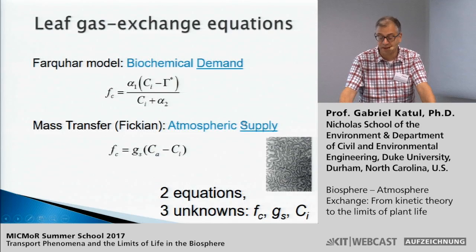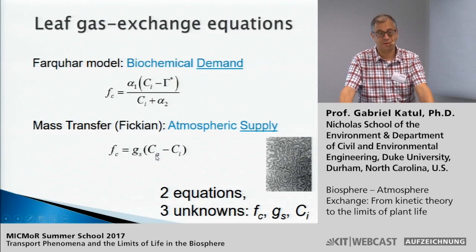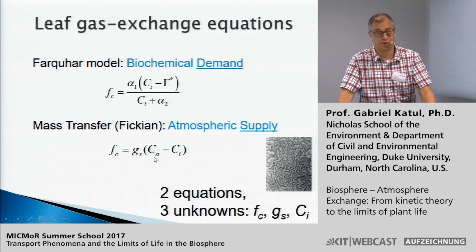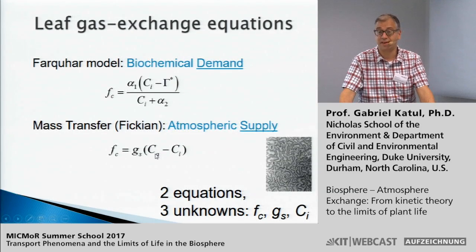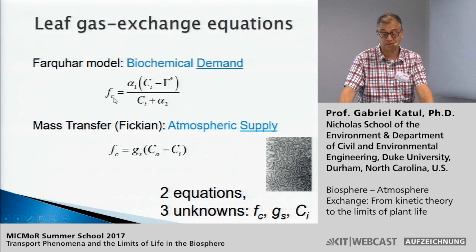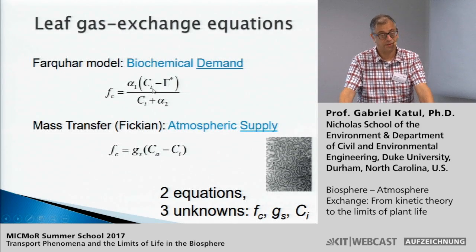So even if we know the environment around the plant, say temperature and light, so that we can estimate alpha 1 and alpha 2, and even if we know the atmospheric CO2 concentration around the plant, the problem is very much like what people in turbulence call the closure problem. We have two equations and three unknowns. The unknowns are photosynthetic rate, internal CO2 concentration, and unfortunately stomatal conductance. So we need the closure model.